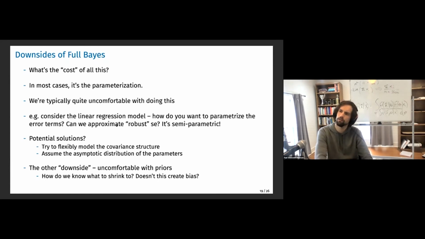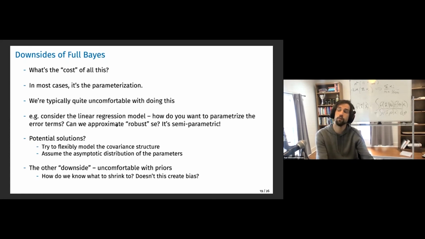The other downside is that economists are really uncomfortable with this aspect of adding priors or shrinking towards particular things, because how do we know what to shrink to? Doesn't this create potential bias in our estimates? And the short answer is yes, it creates finite sample bias, right? Just by definition, we talked about in these simple examples, I can pick a prior, it will shrink towards it, that creates bias. The idea is that in the limit, when I have more and more data, the prior becomes less and less informative.